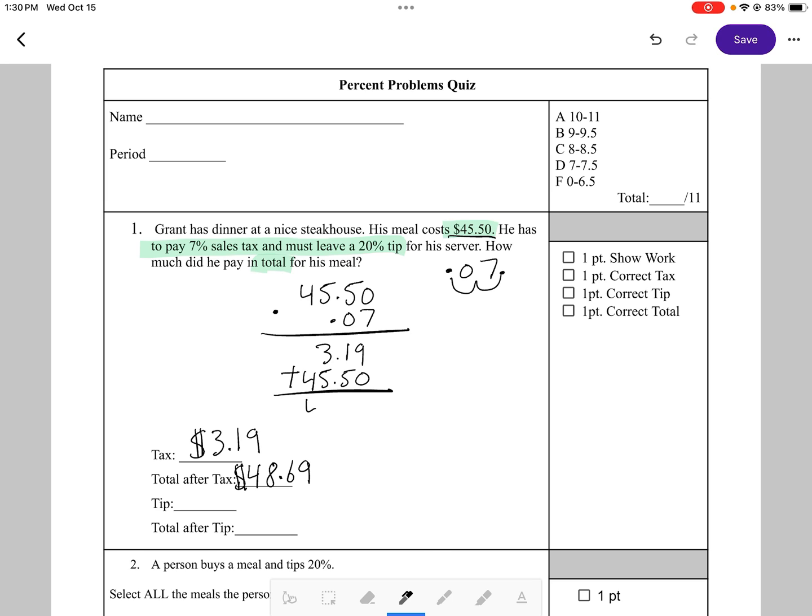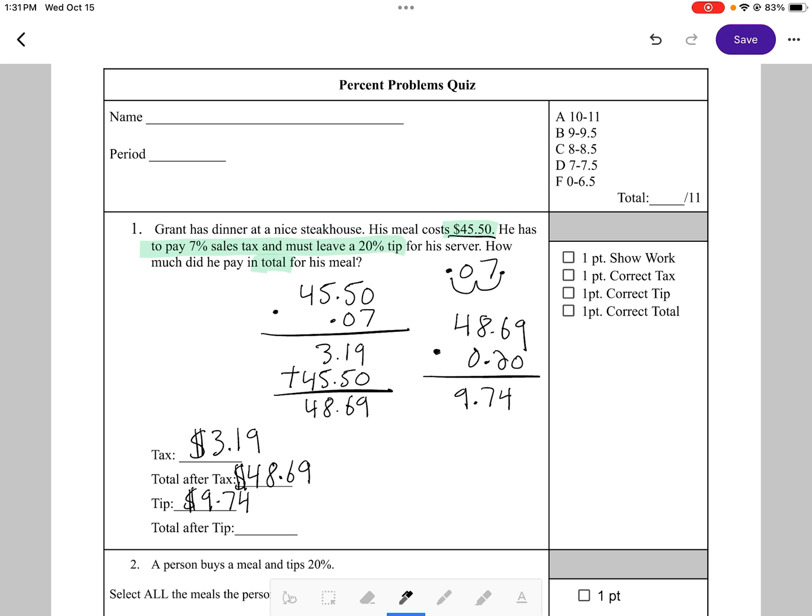Now I need to calculate my tip, and I'm doing that based off of this total after tax. So I'm going to take 48.69 times 0.20, remember, because we got to change that 20% back into a decimal. So 48.69 times 0.20 gives me 9.738, and remember, we're going to round that to the nearest hundredth. So that's 9.74. So $9.74.